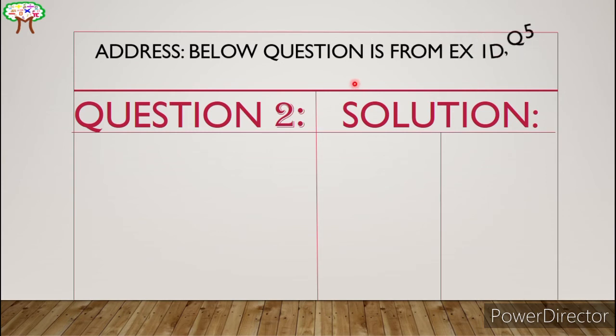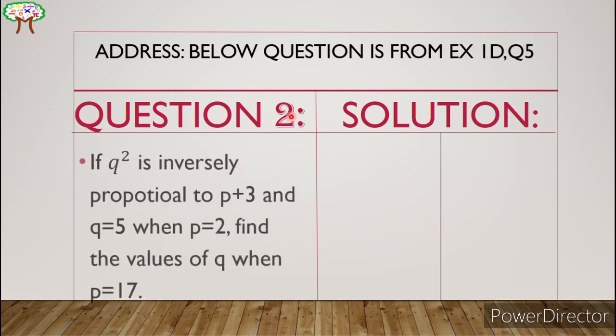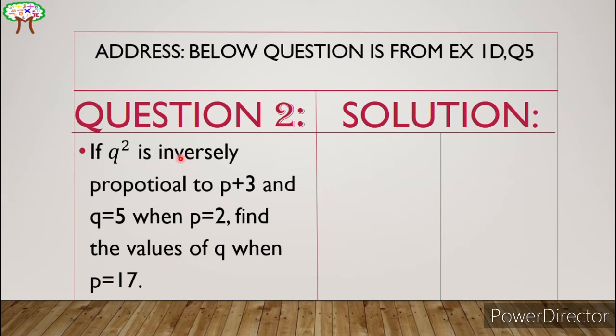Below question is from exercise 1d, question number 5. Question is, if q square is inversely proportional to p plus 3 and q is equal to 5 when p is equal to 2, find the value of q when p is equal to 17.